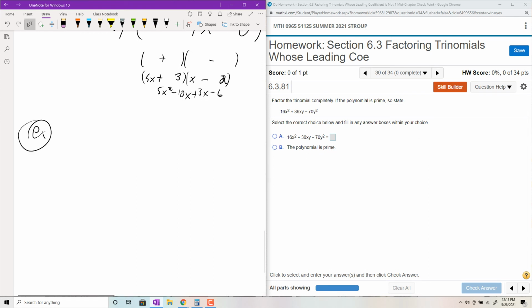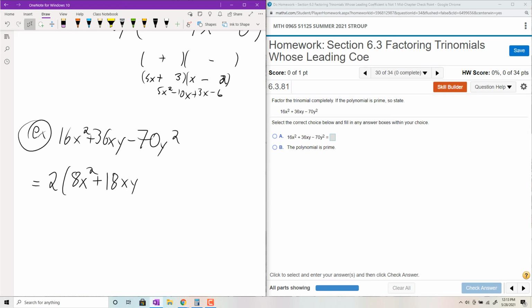Factor the triangle, okay. So in this example, 16x squared plus 36xy minus 70y squared. Okay, so is there anything I can pull out? First off, I can pull out a 2, right? So I have 8x squared plus, looks like 18xy minus 35y squared. All right, and now it's just trial and error. You're trying to break the code.